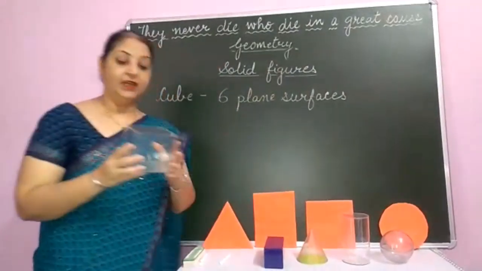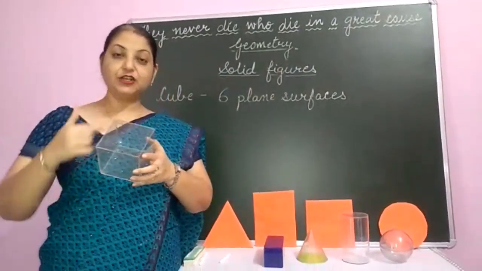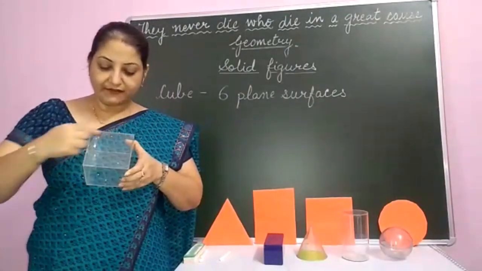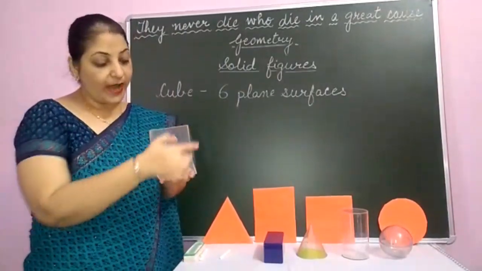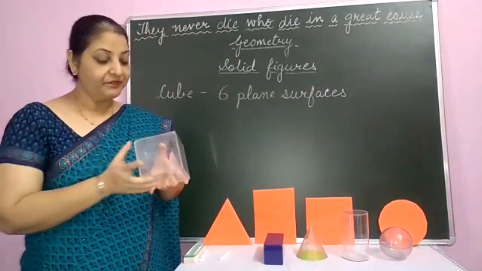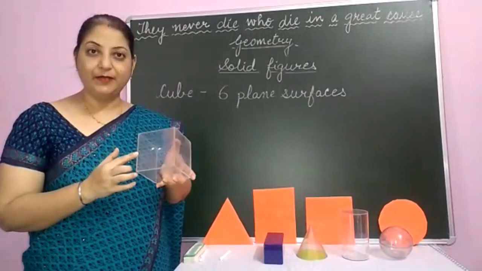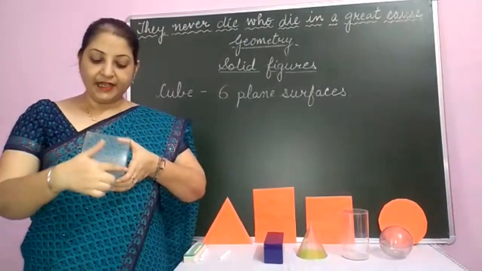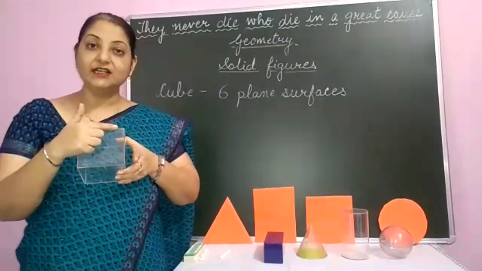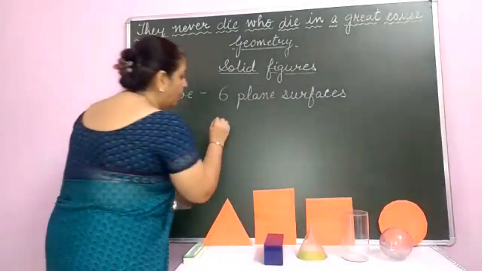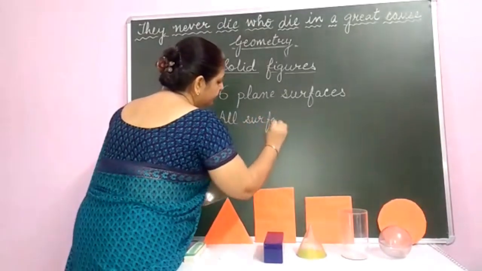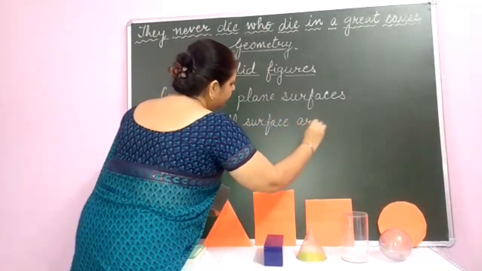Now children, if I observe each of its surface or face, we will see that all the faces are square in shape. You already know the definition of square, that all the 4 sides are equal. So here you can see all the surfaces are square in shape.